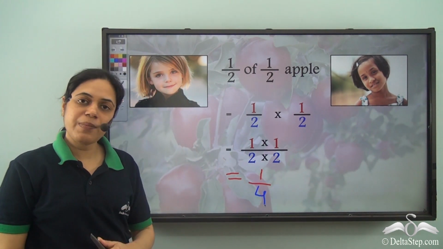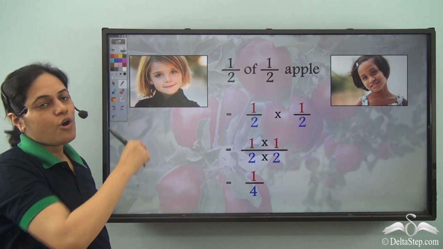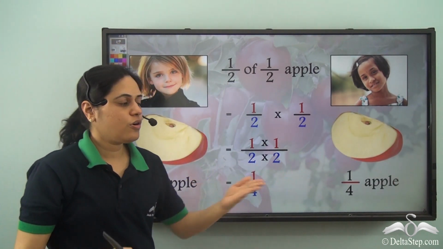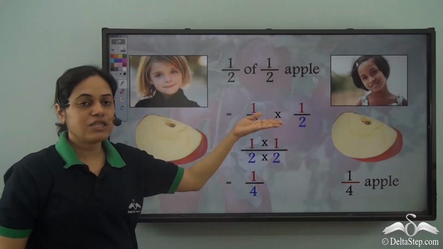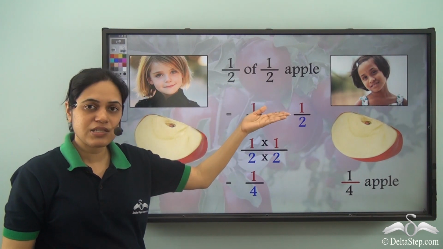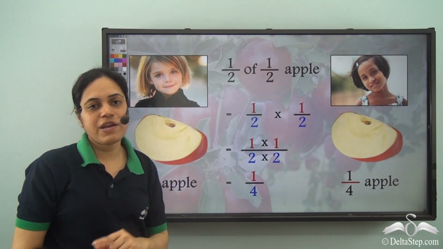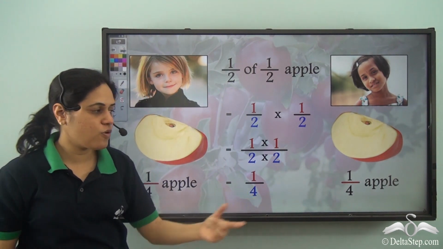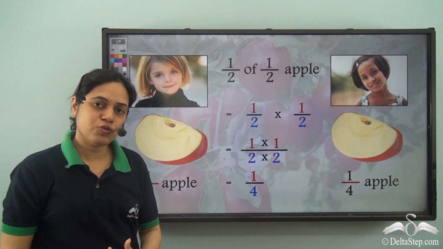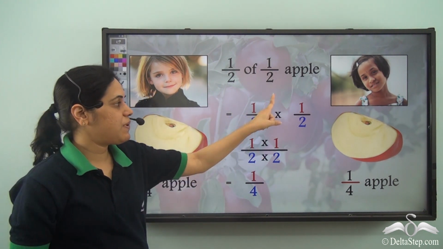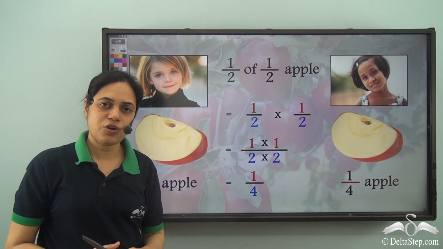So the answer is 1 by 4. Each of them gets 1 by 4 or 1/4 of the apple. So initially they had half apple, but they divided it between themselves. So each will get half of half apple or 1 by 4. That is 1/4 of the apple. And this is how I can multiply two fractions. I need to multiply the numerator with the numerator and the denominator with the denominator.